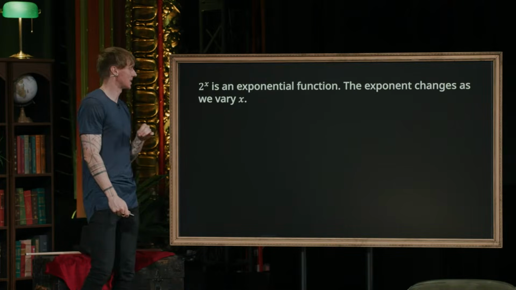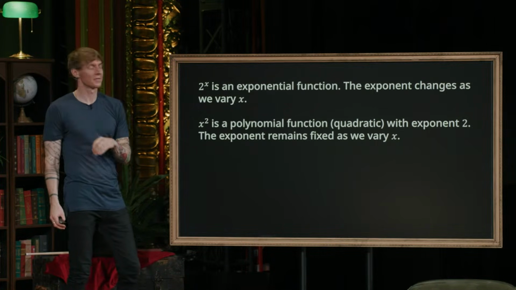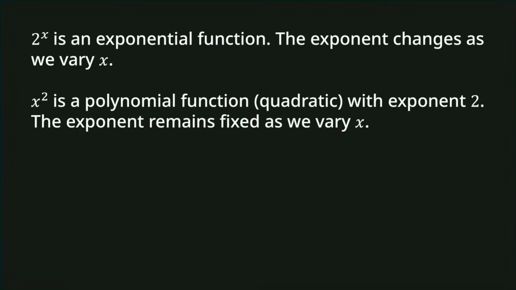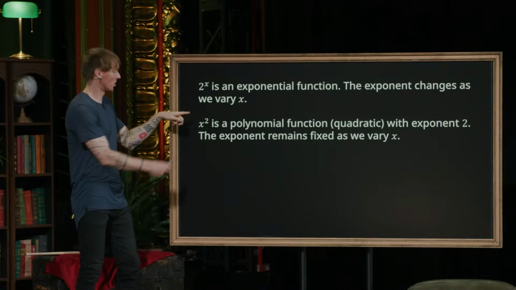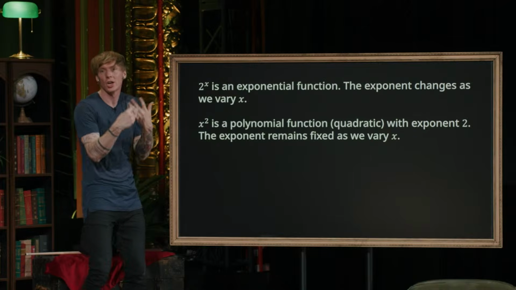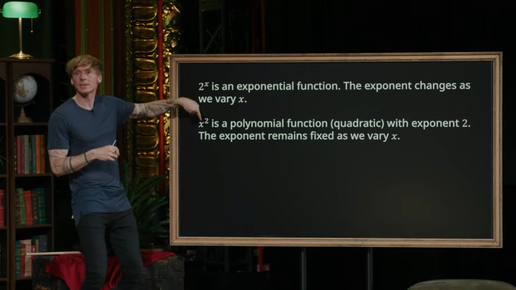But it's important to see that that is very different, as we'll see in a moment with the graphs, to something like x squared. So x squared is a polynomial function. It is a power of x. And here, what we've got is a fixed exponent. So the 2 here does not change, right? We can change x, we can change the number that we are squaring, but we are always squaring it.